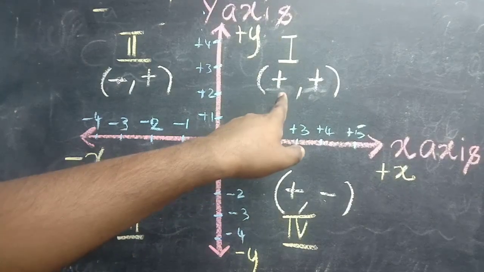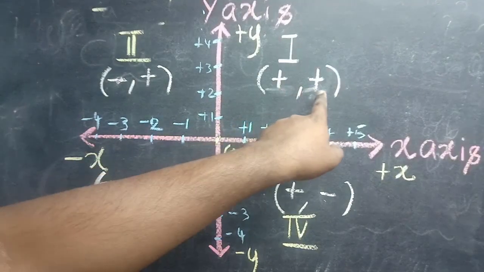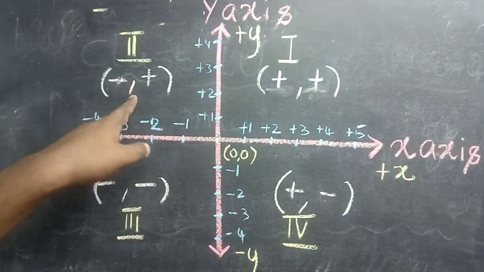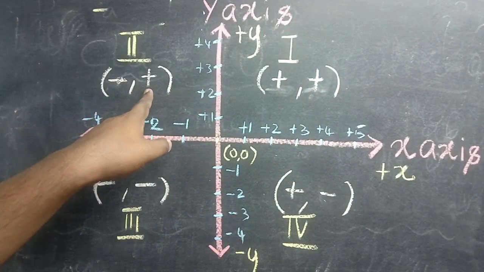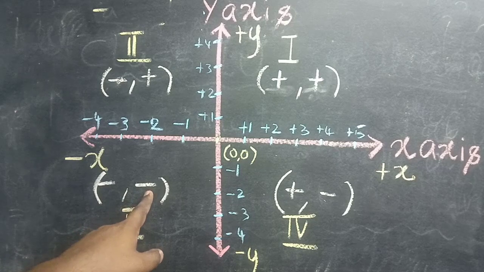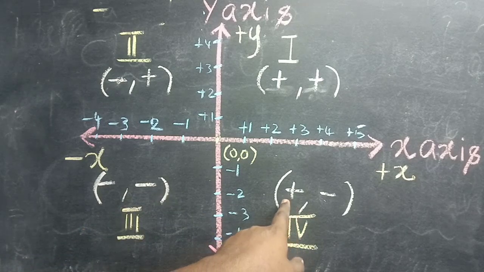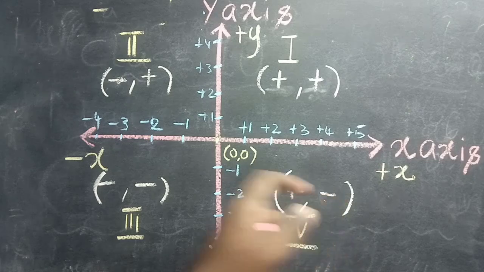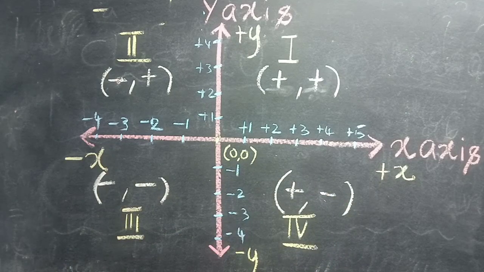In the first quadrant the x coordinate is plus, y coordinate is plus. In the second quadrant x coordinate is minus, y coordinate is plus. In the third quadrant x coordinate is minus, y coordinate is minus. In the fourth quadrant x coordinate is plus and y coordinate is minus. Now all these concepts we have studied in the 9th standard. Now in the 10th standard consider a point anywhere on this plane.